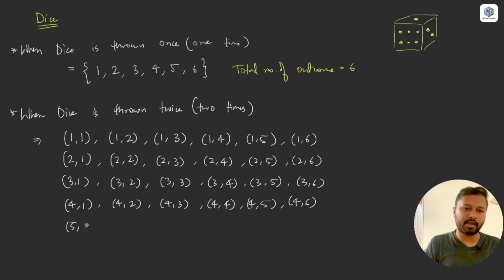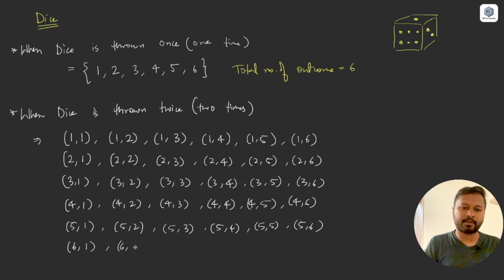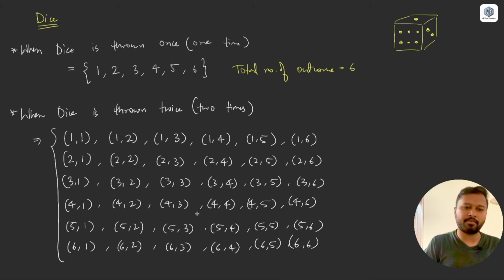Similarly, you can have with 5. I'll just quickly write it down. I think you got the point of what exactly I'm doing. I'm just writing all the possibilities, 5, 6, and you can get 6 the first time, then 6, 2, 6, 3, 6, 4, 6, 5, and 6, 6. So these are all the possibilities that you can have.